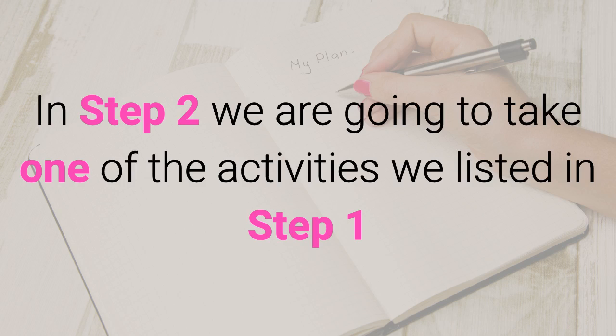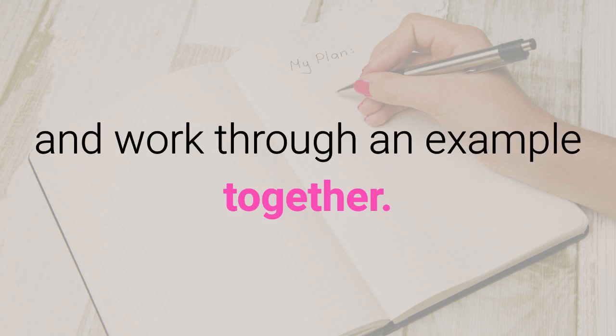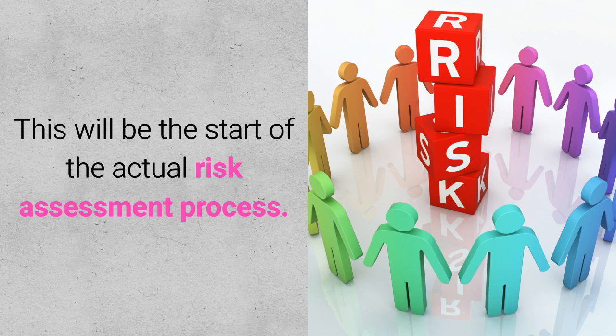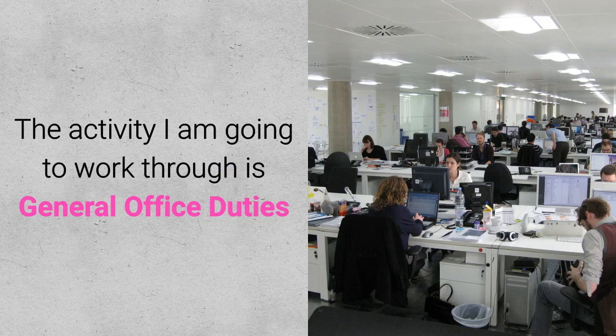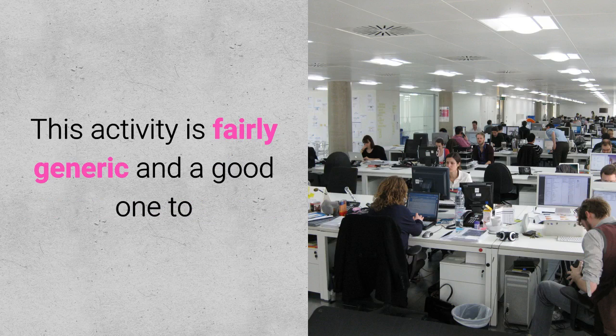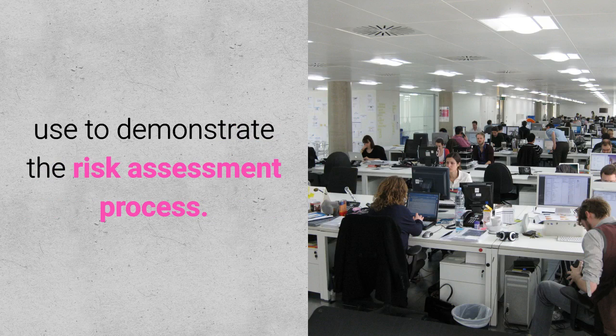In step 2, we're going to take one of the activities we listed in step 1 and work through an example together. This will be the start of the actual risk assessment process. The activity I'm going to work through is general office duties. This activity is fairly generic and a good one to use to demonstrate the risk assessment process.